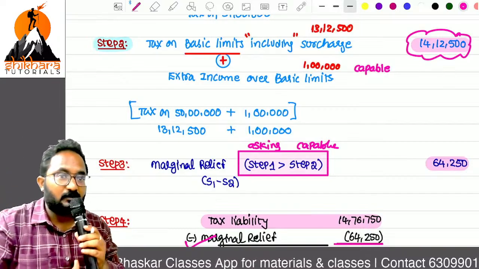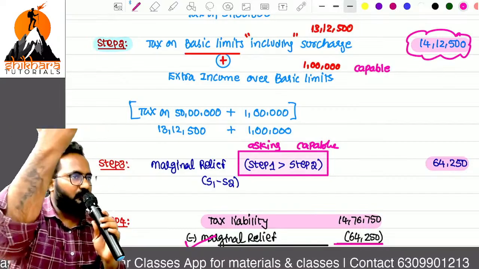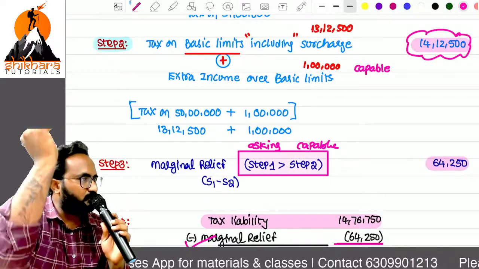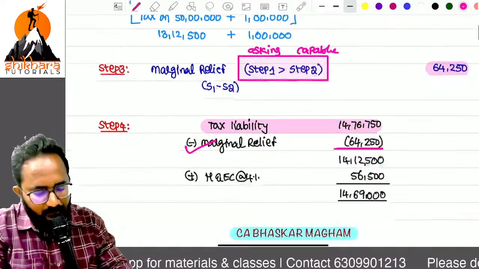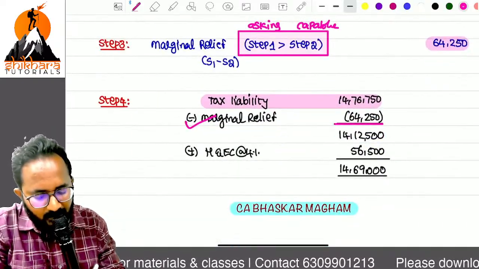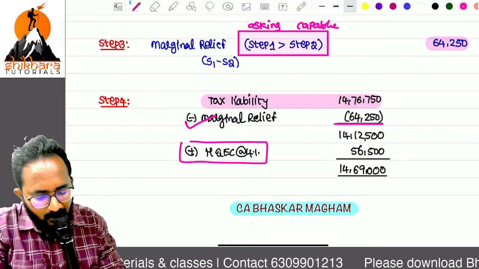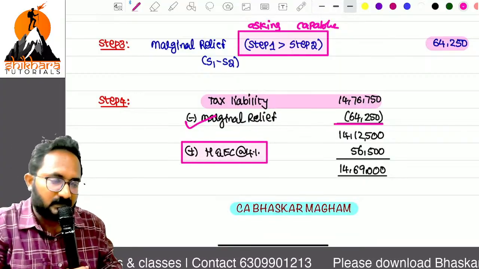So that means they are asking what? Tax liability on 50 lakh you should pay, and the excess income also you should deposit as tax. Then finally 14 lakh 12,500. For this we have to add what? Health and education cess. Clear?